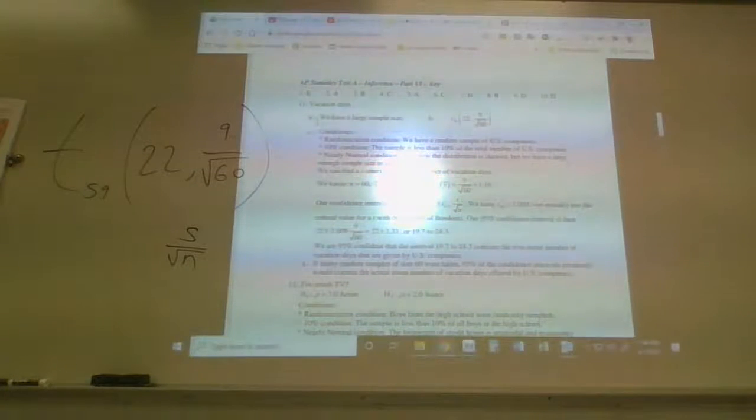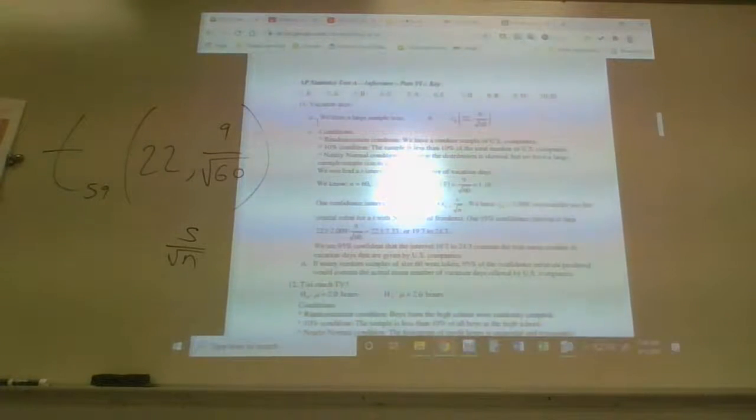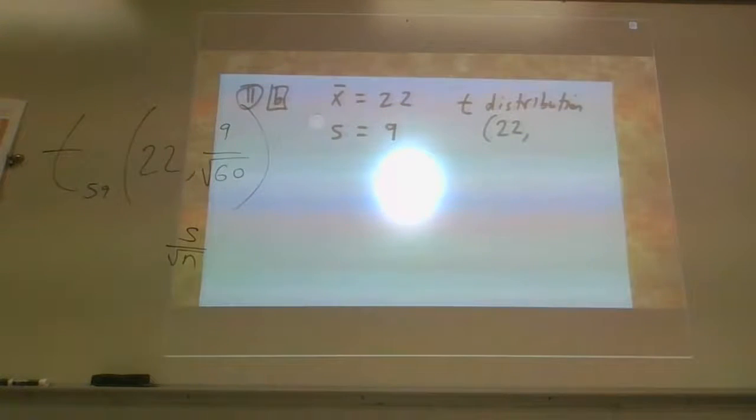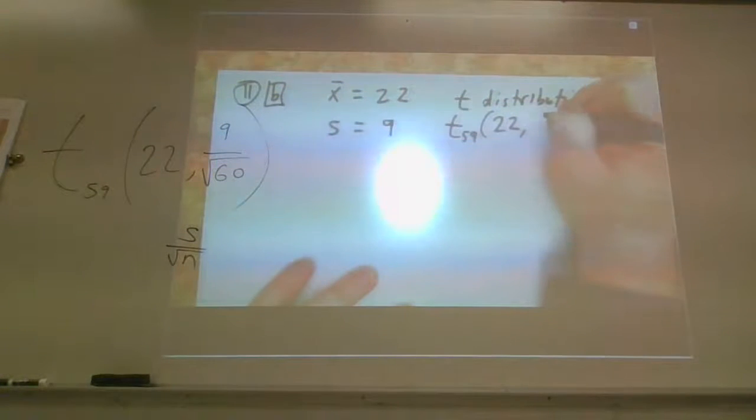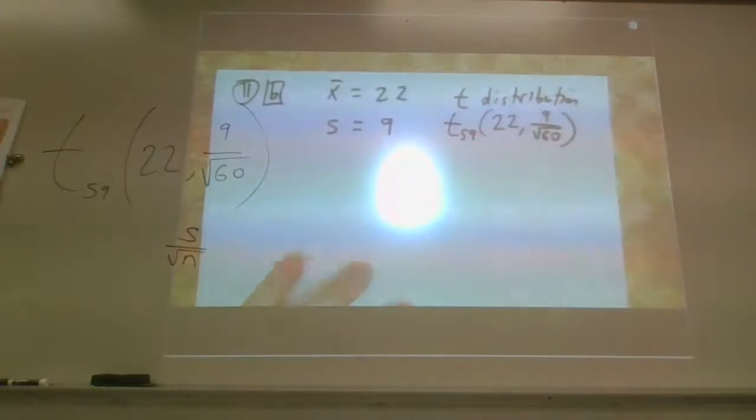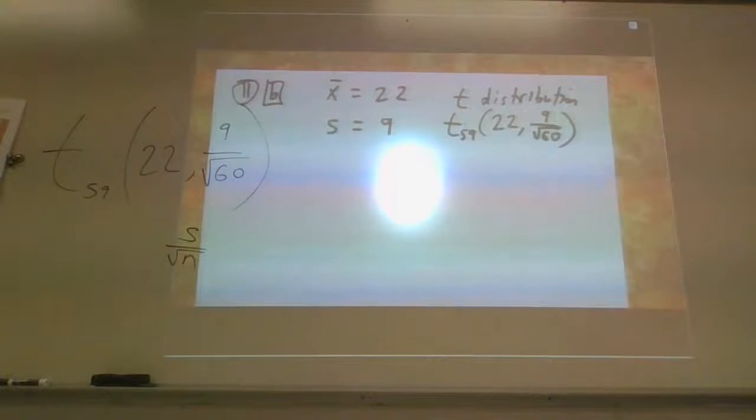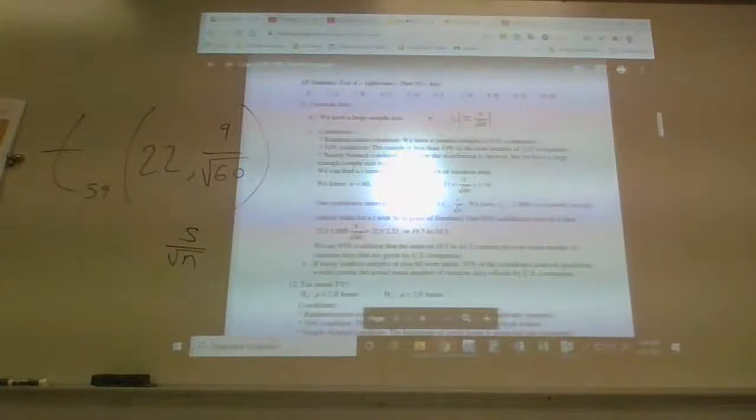So let me flip back. There we go. T sub 59, 22, comma, 9 over the square root of 60. The shape is a T distribution with 59 degrees of freedom. The center is 22, and the spread is 9 divided by the square root of 60. That would answer that question. Center, shape, spread.